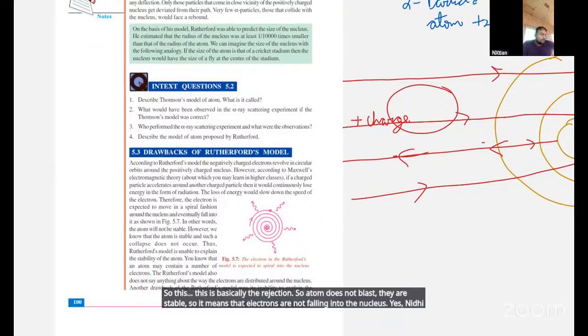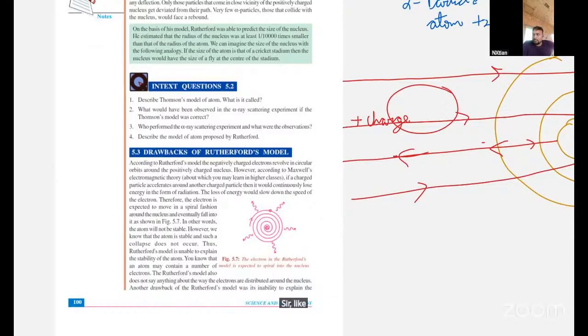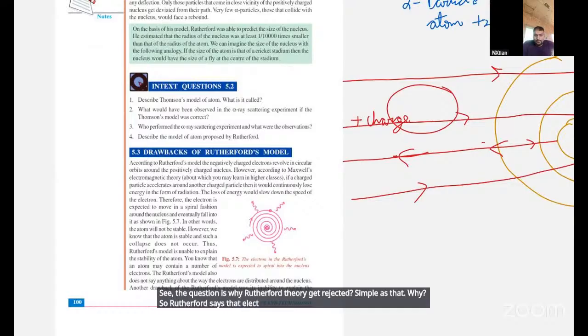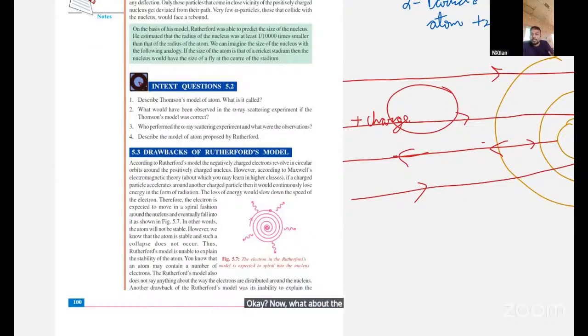Yes, Nidhi. Sir, you asked if we were able to understand this concept. I'm not able to understand. See, the question is why Rutherford's theory got rejected. Simple as that. So Rutherford says that electrons revolve around the nucleus. He discovered the nucleus. He said that protons are inside the nucleus. Now, what about the electrons? Where are the electrons? So he said that electrons revolve around the nucleus.